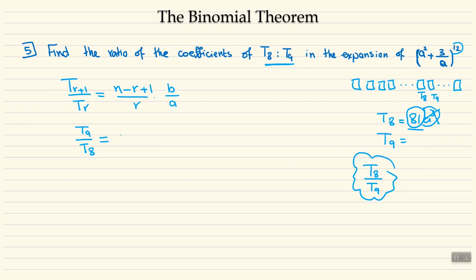T9 over T8 equals n, the power, 12, minus r, the smaller one, which is 8, plus 1, over r, which is 8, times b. b is 3 over a. And you know that I don't like fractions over fractions. So this is b divided by a, and a is what? It's a squared. I did this because I don't like fractions over fractions. So T9 over T8 equals 12 minus 8 is 4, 4 plus 1 is 5. So that's 5 over 8, multiplied by, keep, change, and flip.